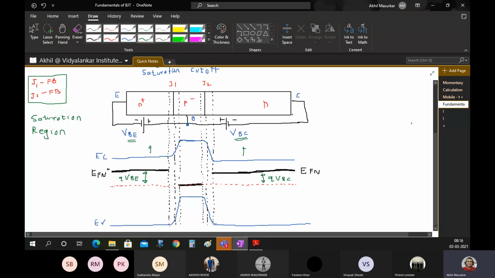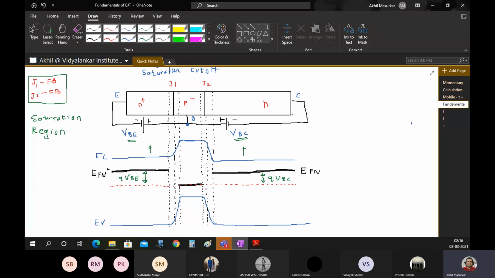Then we will go to J1 and J2, both as reverse and forward bias respectively.